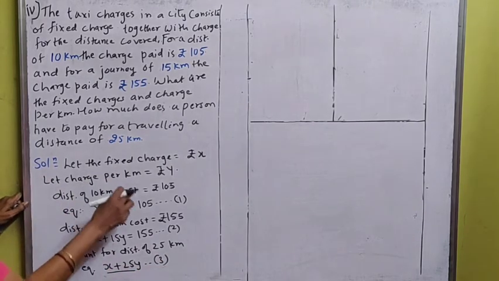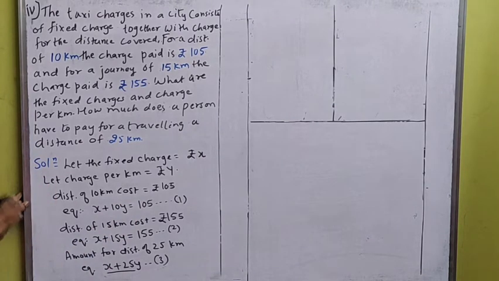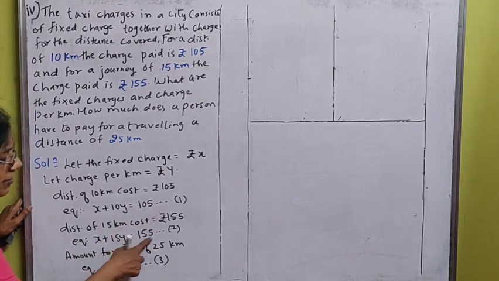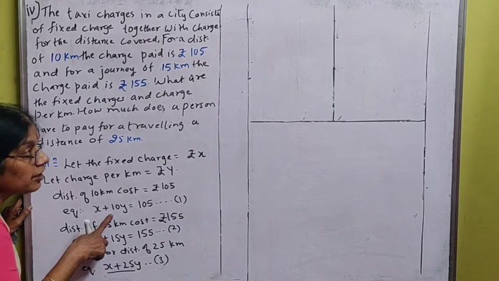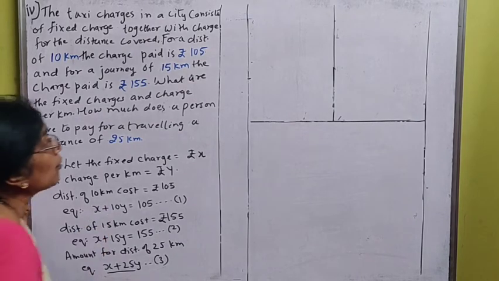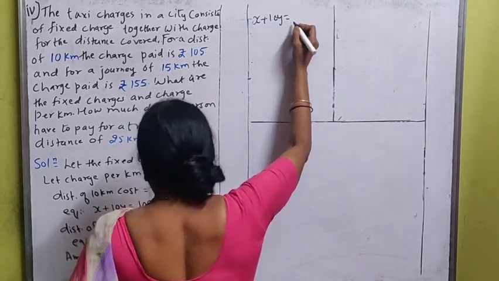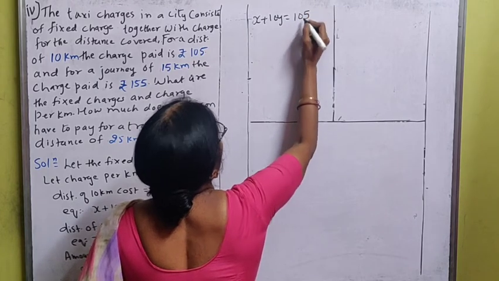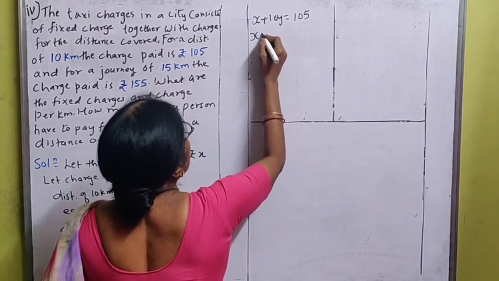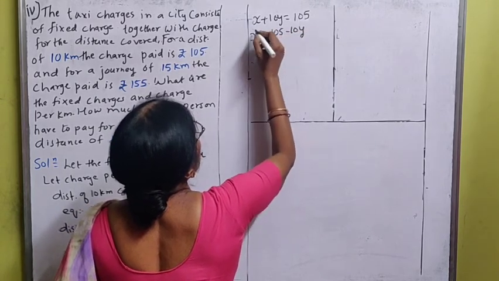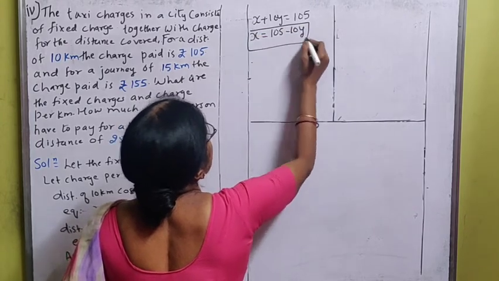But we are going to use the first and second equations to calculate the values of X and Y. Then we are going to substitute in this and find out the amount he has to pay. So what is the first equation given? X plus 10Y is equal to 105. X plus 15Y is equal to 155. I will take the first equation to find the value of X. X plus 10Y is equal to 105. I will keep X on the left-hand side, so X is equal to 105 minus 10Y.